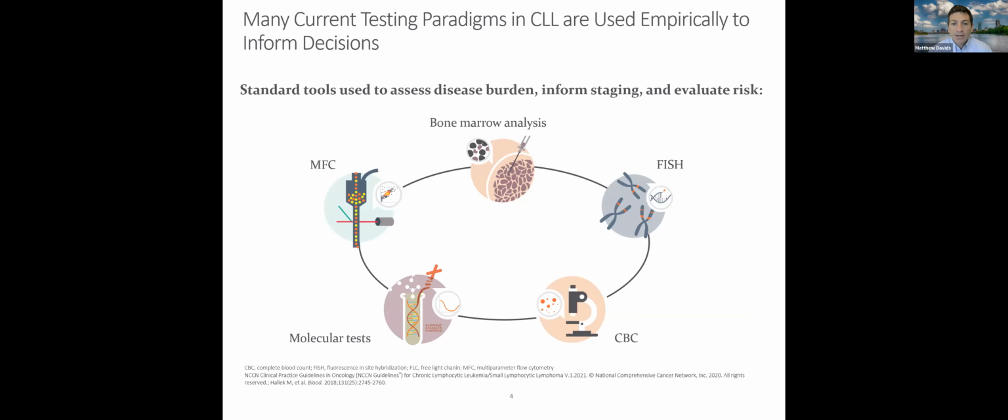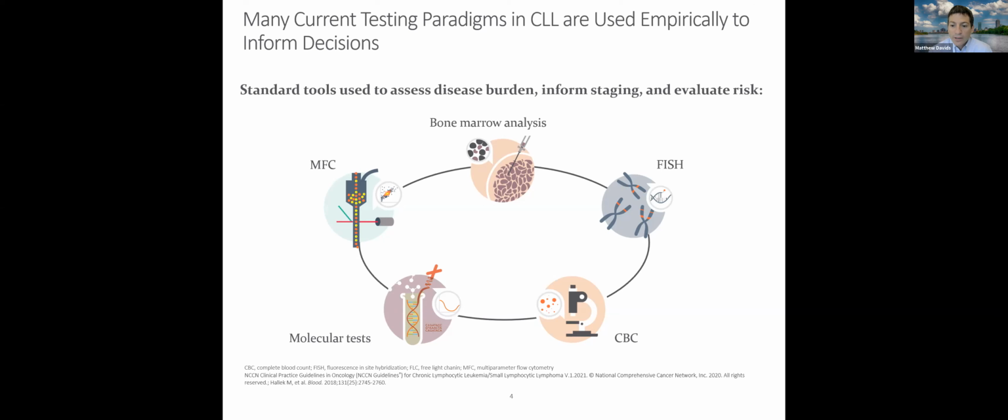So again, there's many different testing modalities that we can use. These are standard tools to help inform the staging of CLL as well as to evaluate the risk. So I'm going to talk in a little bit about multicolor flow cytometry. I'll explain what that is. That's usually the way that we make the diagnosis of CLL, but it can also be a way to look at MRD. Molecular tests, similarly, are going to be a way to look at MRD, so we'll talk about that.